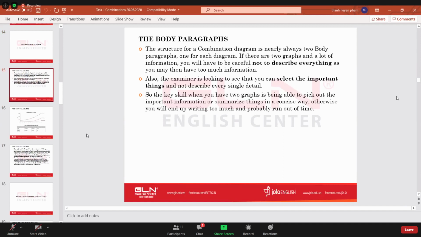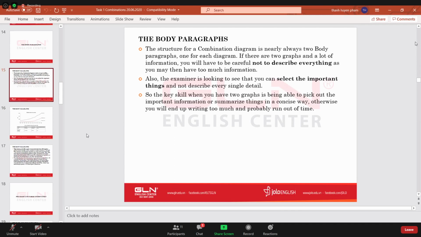So when it comes to body paragraphs, the structure for a combination diagram is nearly always 2 body paragraphs, one for each diagram. If there are 2 graphs and a lot of information, you will have to be careful not to describe everything, as you may then have too much information. Also, the examiner is looking to see that you can select the most important things and not describe every detail.